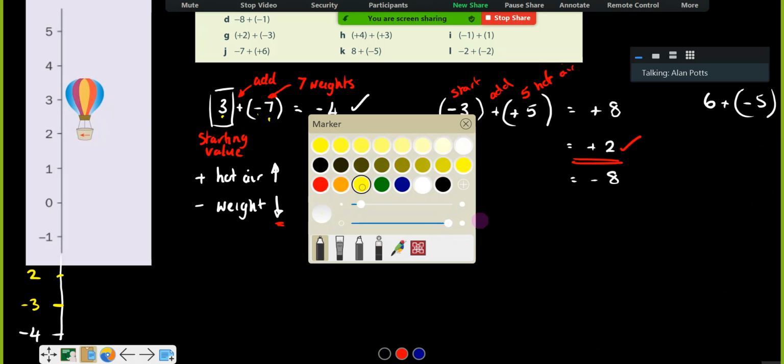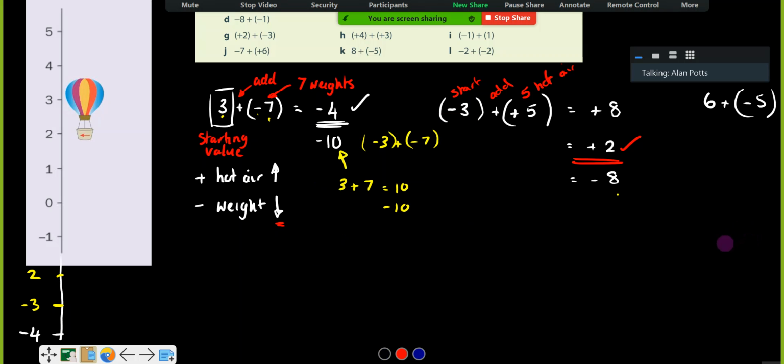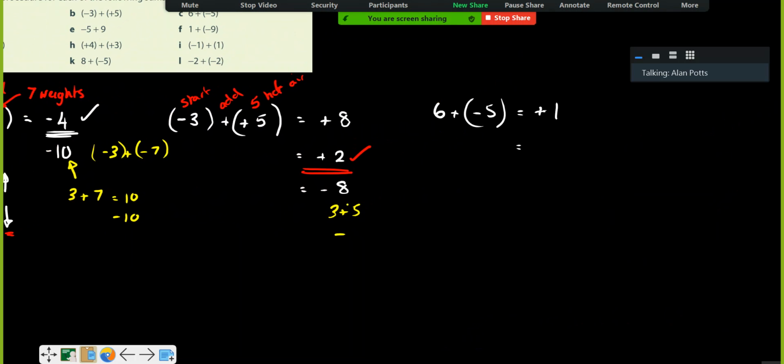So the issue here again, this was where someone did 3 plus 5 and then just stuck the negative in front of it. Okay. Let's see whether we can do the final one without the hot air balloon, but have it in your head. What do you think? Do we agree that this is +1 now, or is there a different answer? What do you think, guys?